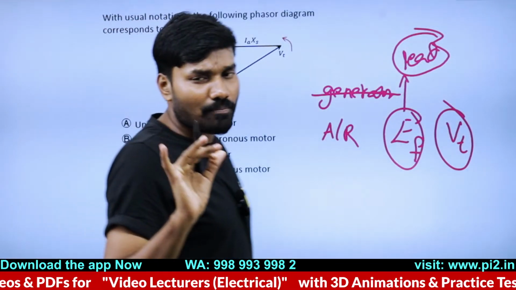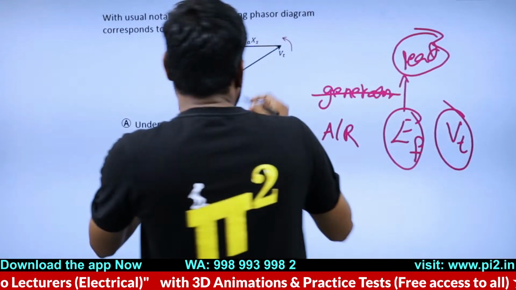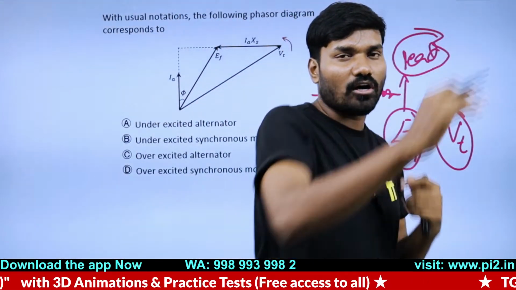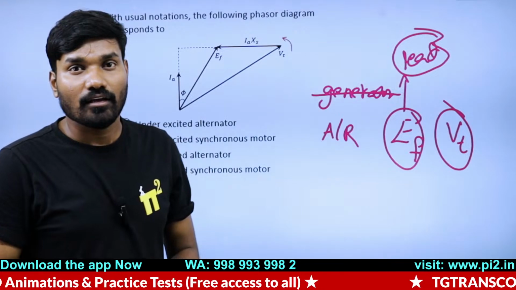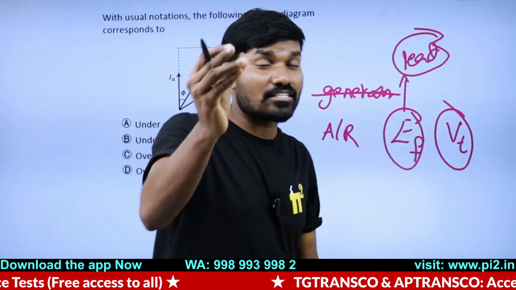Normally, there is a point to get confused here. You may see VT is a little longer, EF is shorter. EF is short, VT is long. You may say VT is long. After some drop, you are getting EF, so it might be motor. There is a chance to get confused.